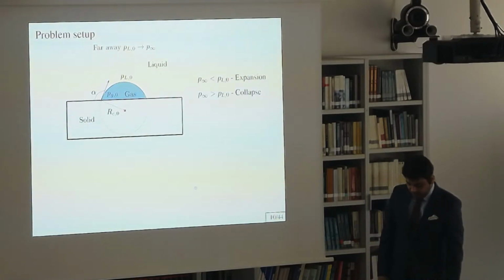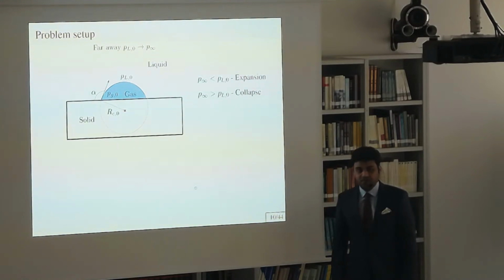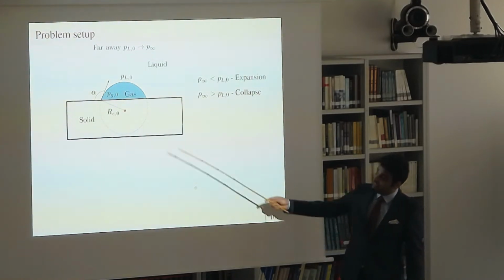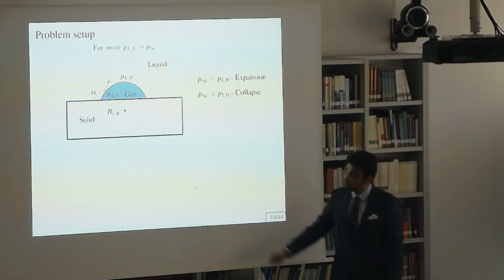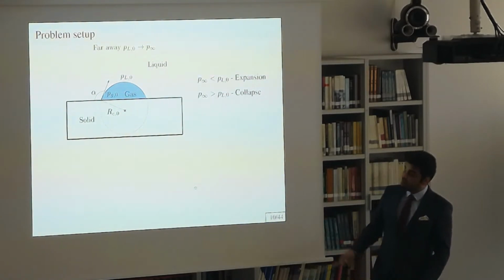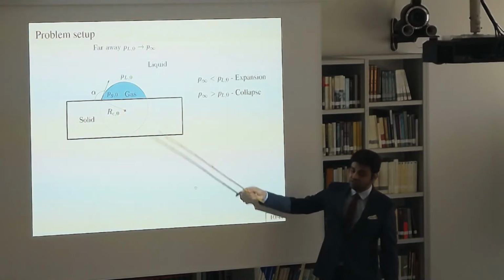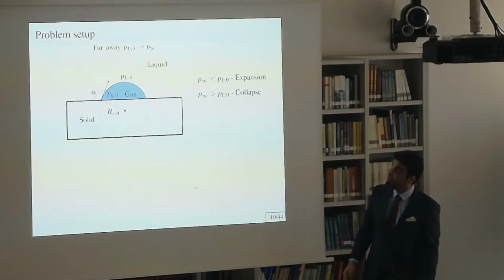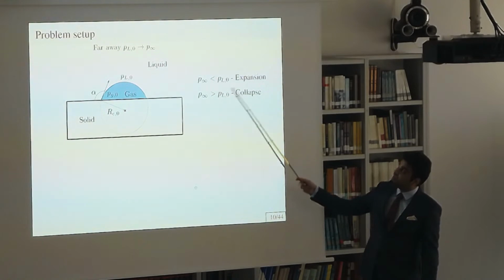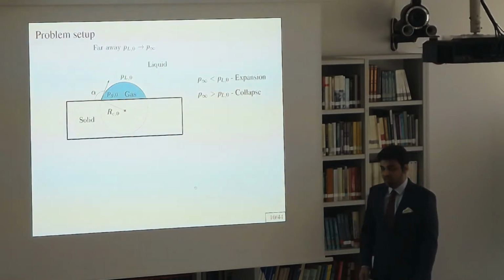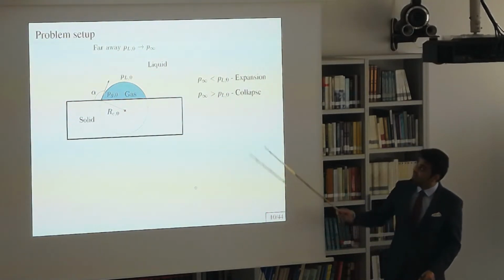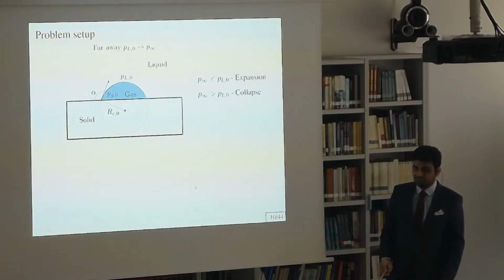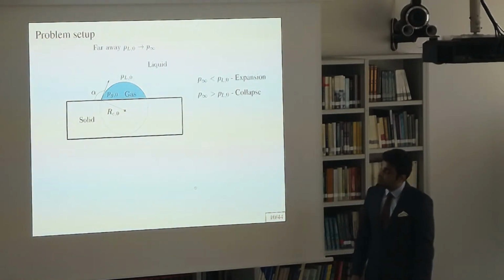Moving on to the problem setup, we solve a Rayleigh problem for spherical cap bubbles which are attached to walls, where the bubble is initially in equilibrium position and the pressure far away from the bubble is suddenly changed. Now, if this pressure is smaller than the equilibrium pressure, the bubble will expand, and if it is larger than the equilibrium pressure, this bubble should collapse.